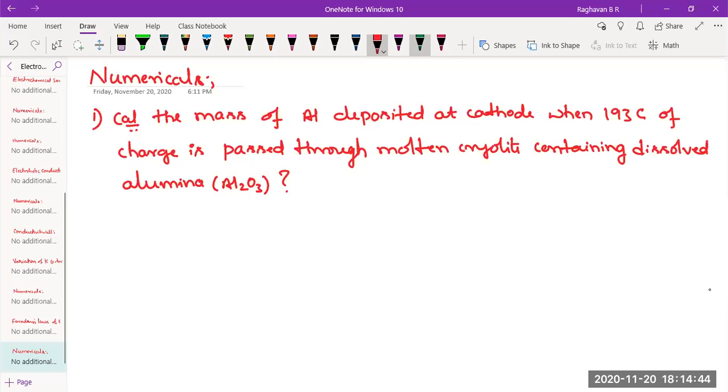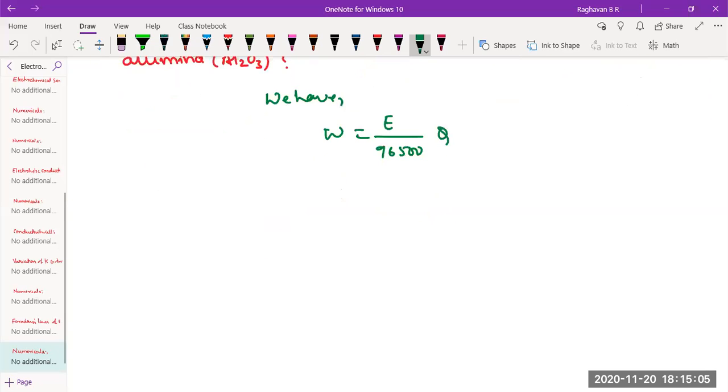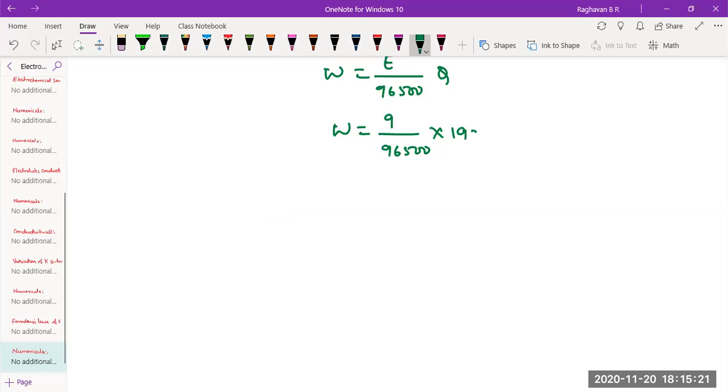Okay. Directly you can use the formula or simple arithmetic calculation. So we have the first law, W is equal to E by 96,500 into Q, because the quantity is given. Now for aluminum, they'll give within the bracket the atomic mass or equivalent mass. Since we know, I have not given this. Equivalent mass of aluminum is 9 gram, into 193. That's all.